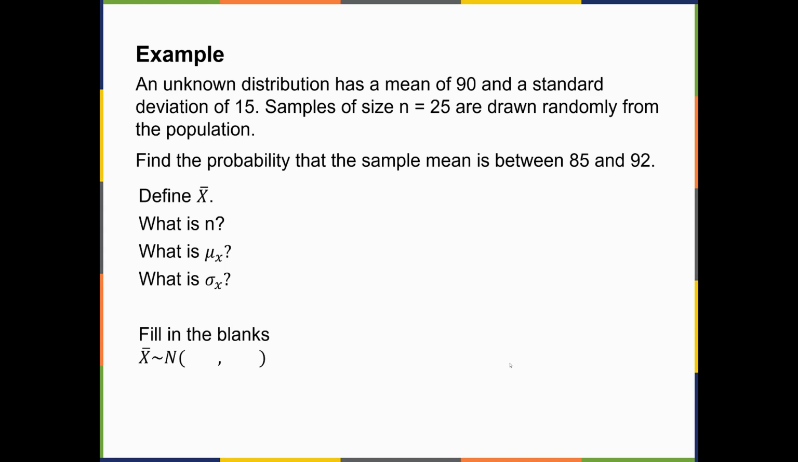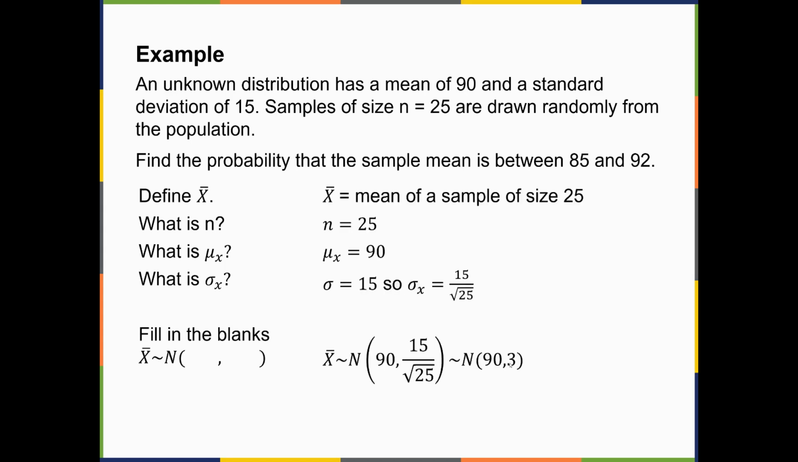First of all, let's go ahead and define x bar. What is n? What is mu sub x? What is sigma sub x? And let's fill in the blank for a sampling distribution. Well, x bar is a mean of a sample of size 25. So you have 25 samples and you find their mean. So n is equal to 25 because that's our sample size. Our mu sub x is 90 because the means are the same. And our sigma sub x is 15 divided by the square root of 25 because 25 is our sample size, and we use the formula sigma divided by square root of n. Right? So x bar is distributed normal(90, 15/√25), or normal(90, 3).